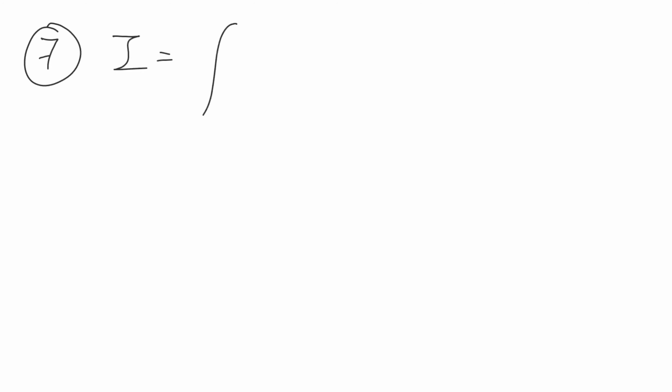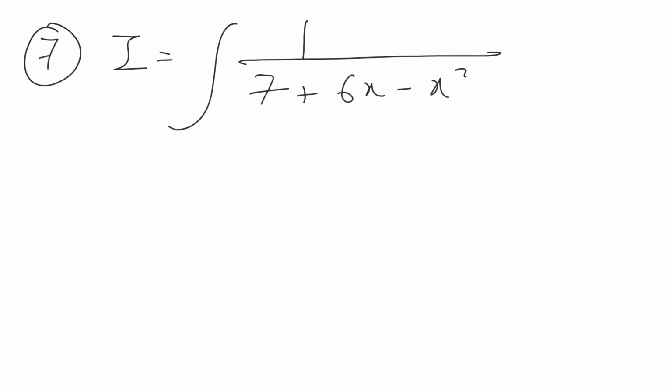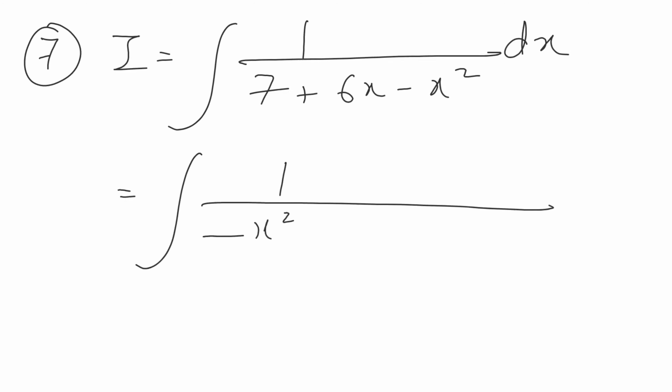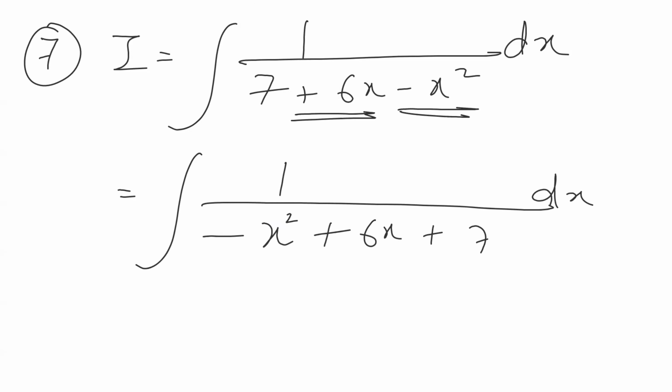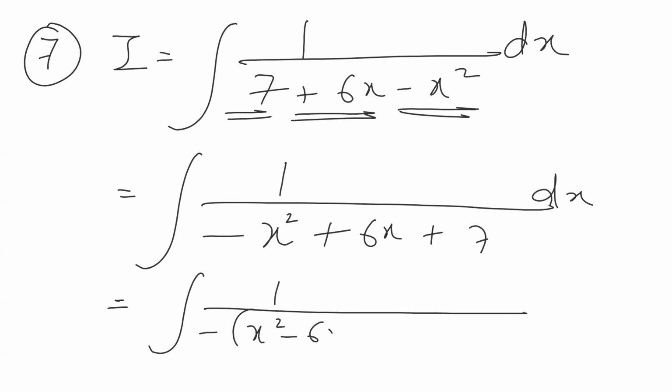Integration of 7 plus 6x minus x square dx. Rearrange. So minus x square plus 6x plus 7. Take minus sign common. Okay.